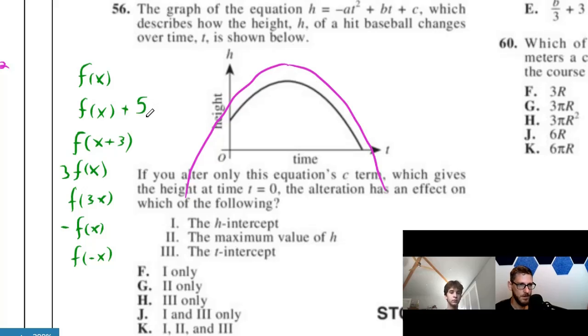You remember that? Yeah. And so that's what we have here. Adding C is a translation, so it's going to just shift the equation. If you add outside, it'll go up or down. If you add inside, it'll go left or right.